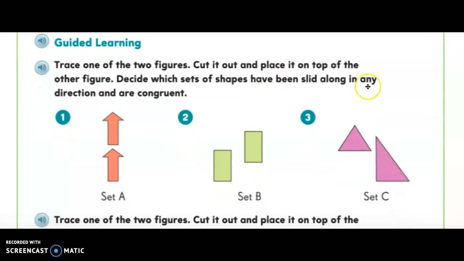So if we take a look at this, now obviously we cannot trace these figures and cut them out, unfortunately, since we are not in school, but we are just trying to think about slides here, okay? Now, the thing I want you to keep in mind is, is it the same size? Is it the same shape? And is it just moving in direction? It's not turning at all. So we're just thinking about if this is a slide.